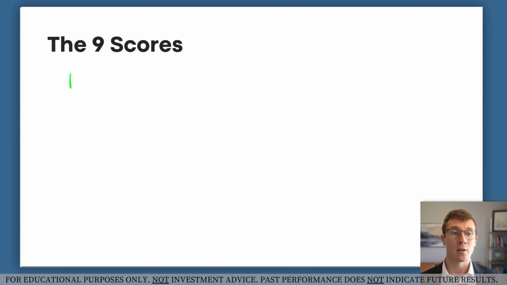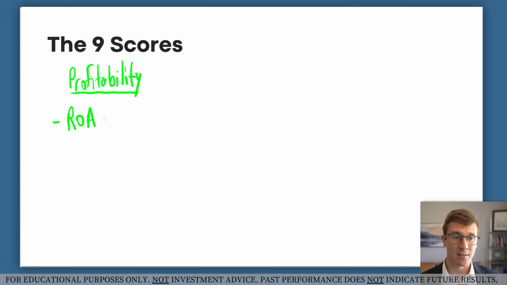And he broke those scores into 3 different categories. The first category was profitability. He first simply had positive return on assets. This essentially equates to positive net income, since net income is the numerator. So if they have positive net income, positive return on assets, that would get 1 point. If not, they get 0 points.